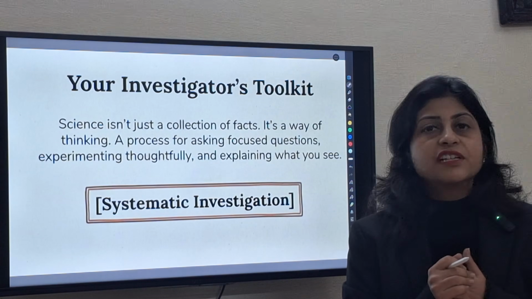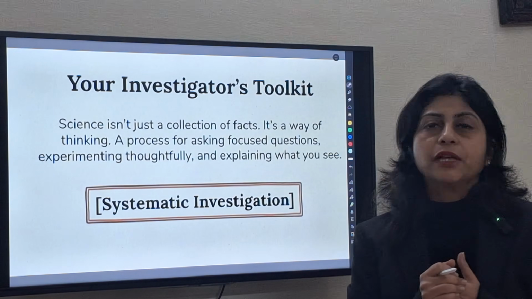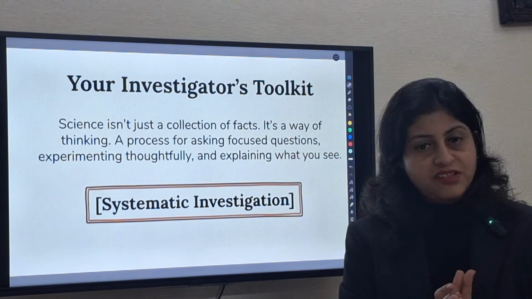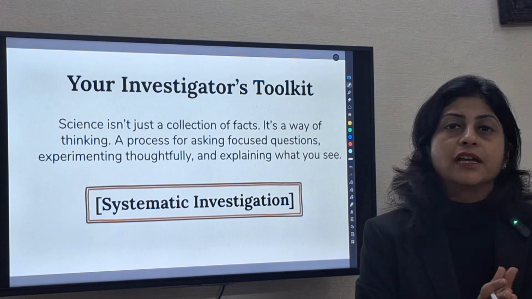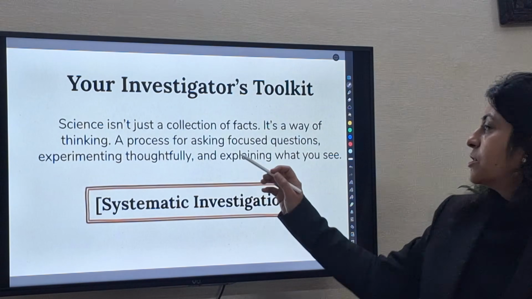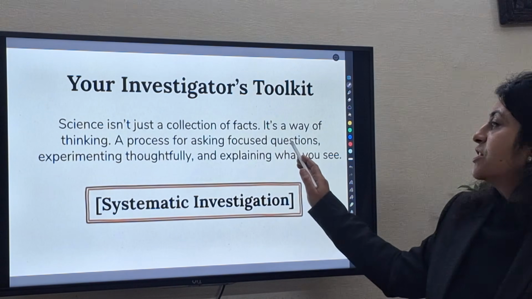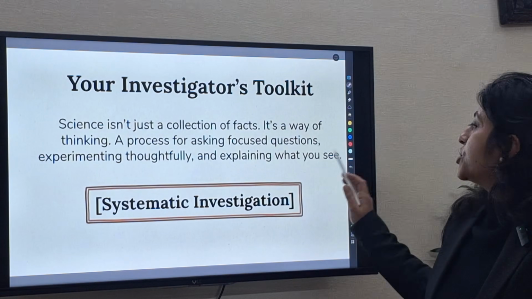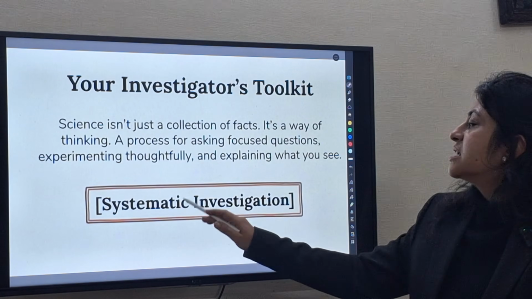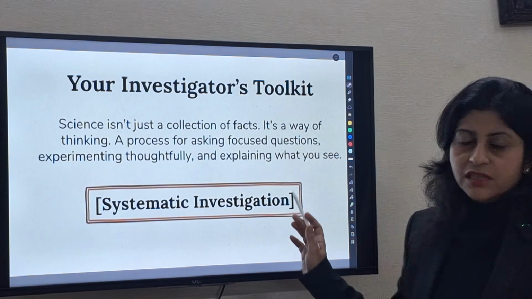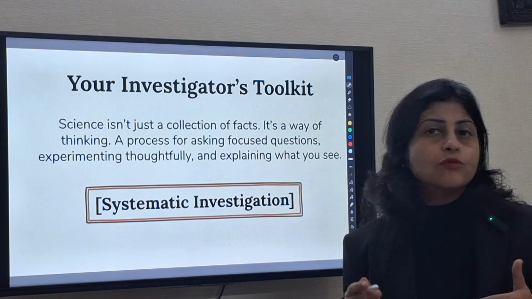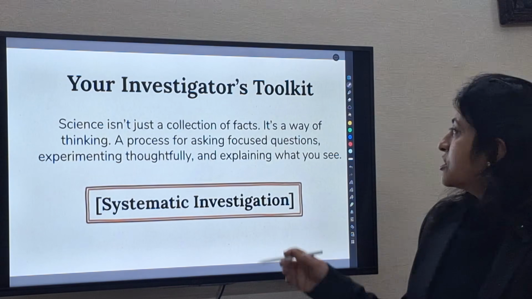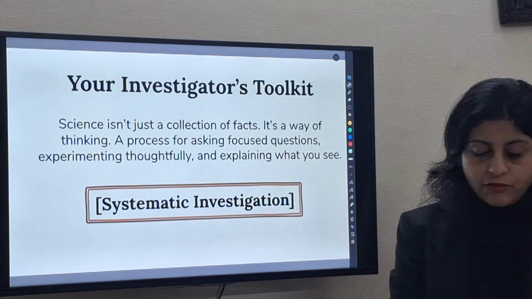Now, your investigator's toolkit. What does it mean? This means science isn't just a collection of facts. It's a way of thinking. It's how we think. A process for asking focused questions, experimenting thoughtfully, and explaining what you see is called a systematic investigation. It means in order to investigate, in order to find new facts, we follow certain steps. And what are those steps? We are going to look forward.